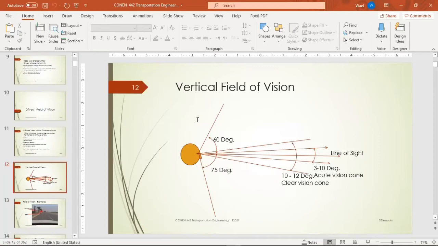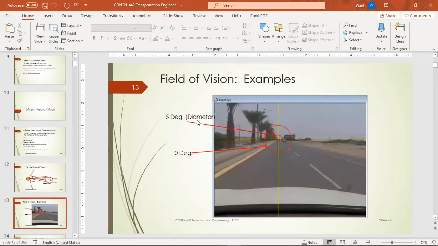That's the vision cone that you can see clearly, and you can read the values, and there is a clear vision cone which is a little bit bigger than the acute vision cone. It has a base of 10 to 12 degrees. Okay, to give you a better feel for these vision cones, those are cones resembling the 5 degrees diameter and the 10 degrees. So that means while you are driving, you can see within these cones clearly, okay? Outside those cones we call peripheral vision.